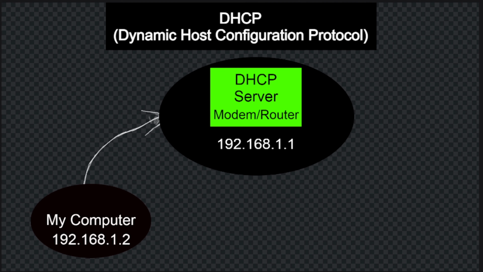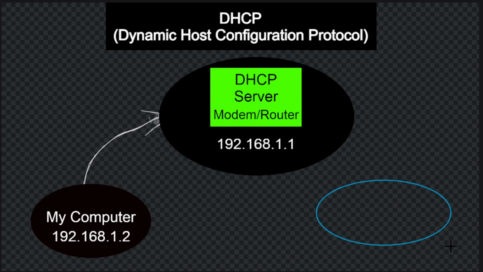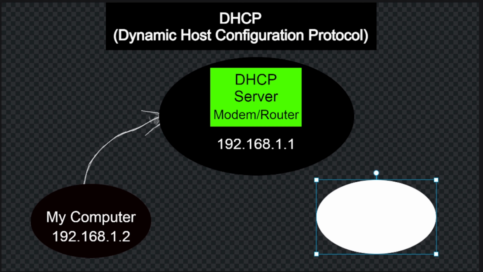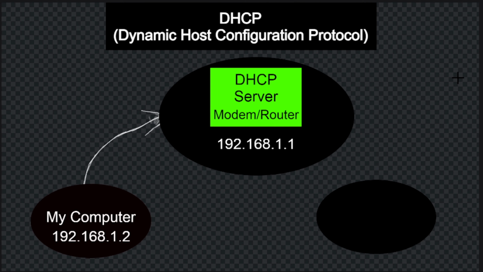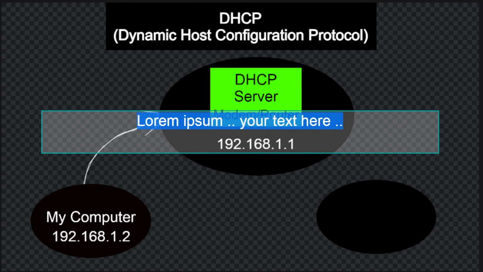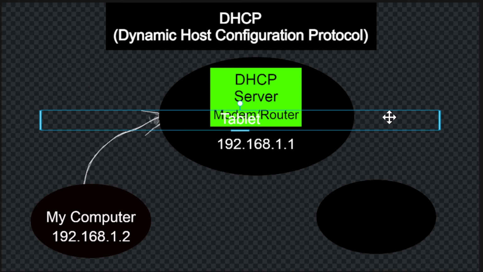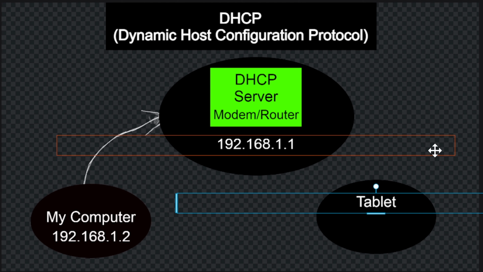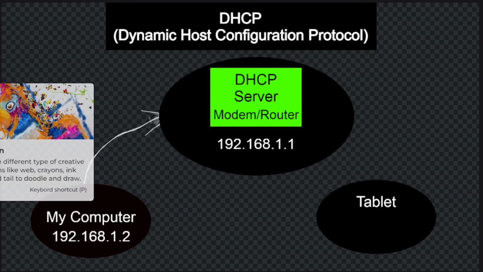And then we've got another computer that connects to it, whether it's a tablet, phone, whatever, it's going to get the next one in line, which is 3, right? And let's make another one for the sake of presentation, because I want you to see what happens when you disconnect one of them. So let's call this one a tablet. Sure, let's call it a tablet.